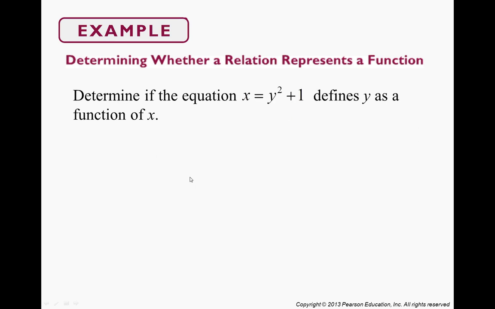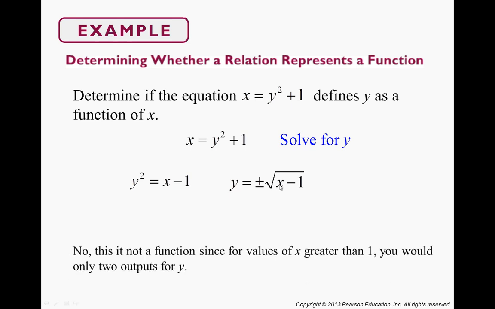Okay, write this down. This is an equation: x equals y squared plus 1. So the first thing we want to do is solve for y. We do that by subtracting 1 from both sides, and then taking the square root. When we take the square root, we have to account for the positive and the negative answer that could come out from squaring.